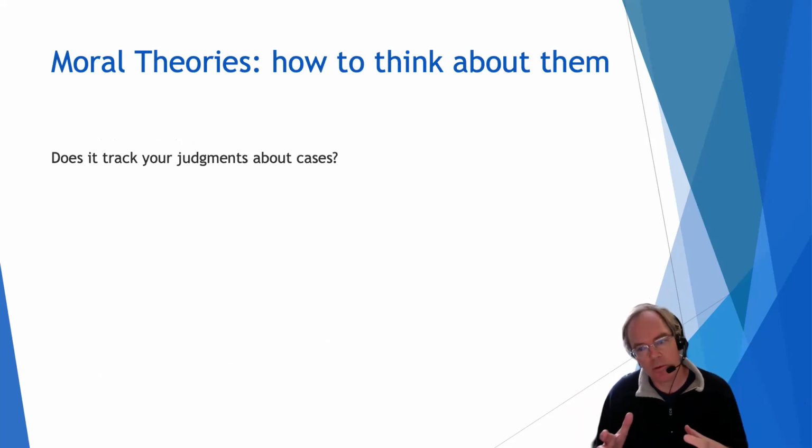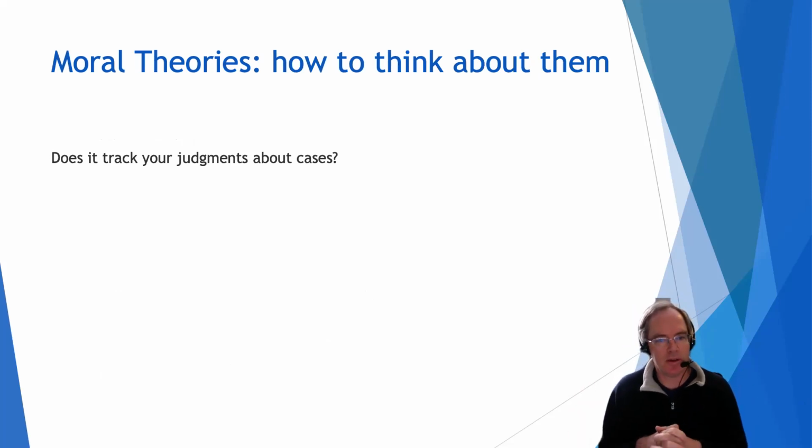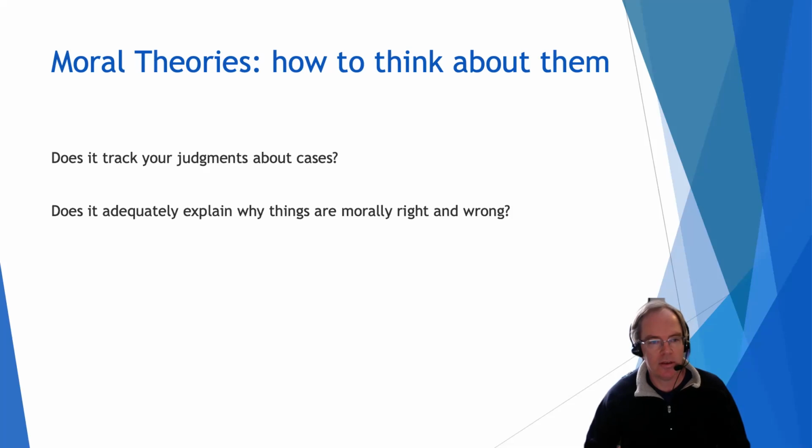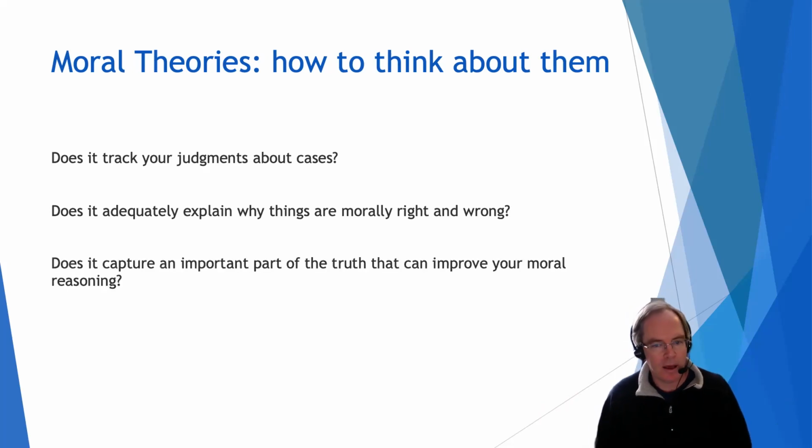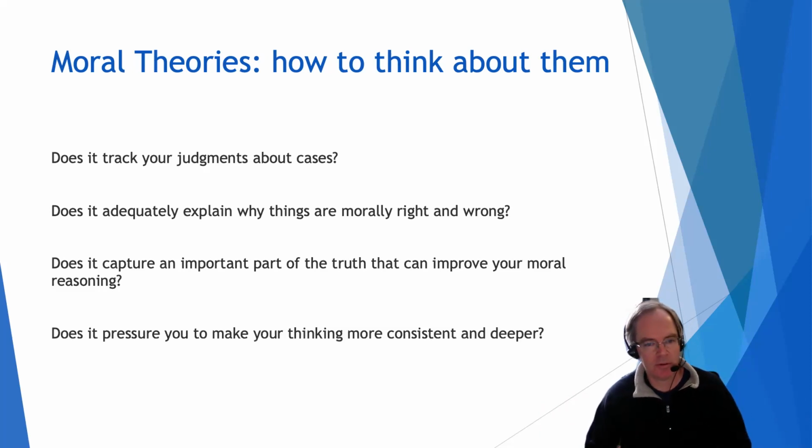So when you run into a moral theory, here are the things you're going to want to do. You're going to want to think about cases where you have a judgment about what's morally right or wrong. Does the theory track your answers? Does it fit your initial thoughts about what was right or wrong in cases? Then, if it does, does it adequately explain why the things are right or wrong in the cases that you care about? If you disagree with it, you'll have to think about why you think it's wrong and what alternative you'd prefer. You might think that it captures a part of the truth that can improve your moral reasoning. So even if you don't accept it, you want to ask: how could I learn something from this theory? What does it teach me about the truth?